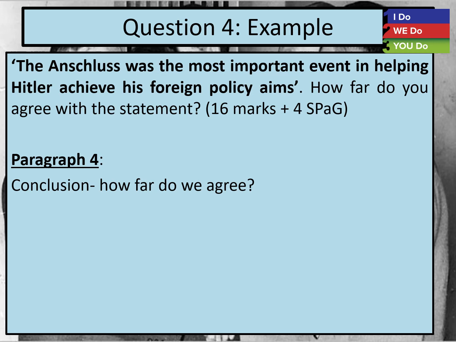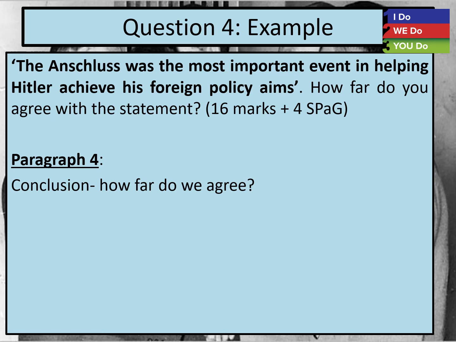Conclusion is absolutely vital in this kind of question. Of course, you've got to address the how far do you agree with this. So you're going to decide in terms of the Anschluss: yes, I completely agree it was the most important event, or I believe it was an important event, but not the most important event. You've got to make it clear what your actual answer to the question is.